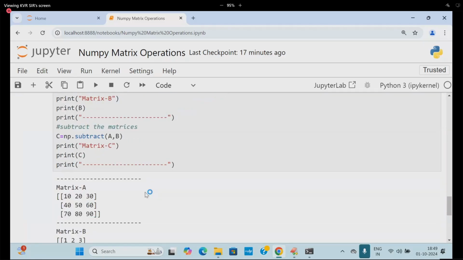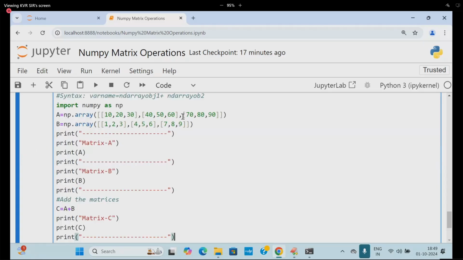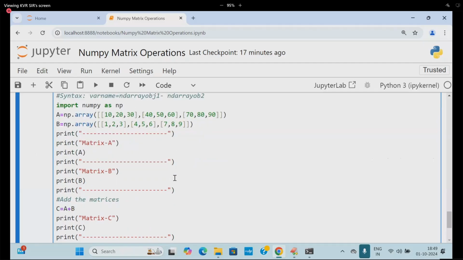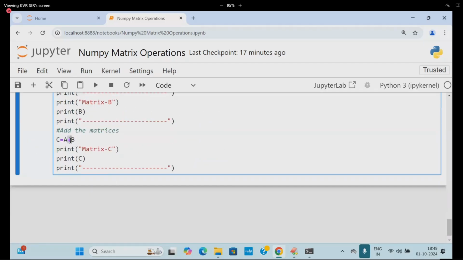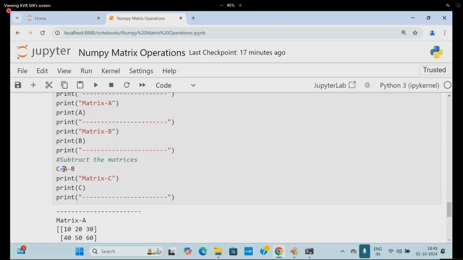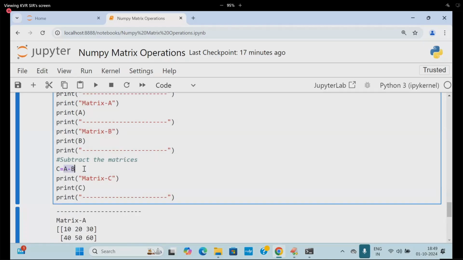So how to do it with the operator now? Minus, I'm going to use it. The arithmetic operator called minus. So here I'm writing minus, and here I'm writing subtract. So in matrix C, the same kind of output will be coming. To write this kind of thing in our normal Python, it is not possible. It is possible only with ndarray because it supports vector based operations.